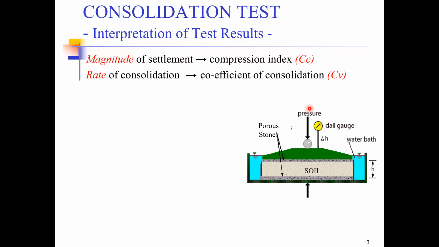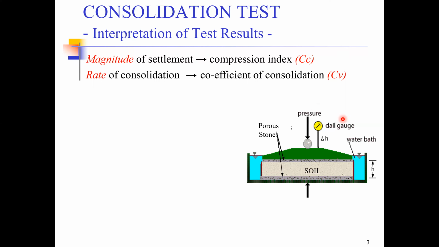Okay, so we took three observations: the pressure reading, the dial gauge reading, and the time reading. Now, what can we do to find out Cc and Cv? If our main objective is to find the compression index and the coefficient of consolidation, what can we do to determine these two things? Our next discussion is based only on these two. In today's class, we will see how Cv can be determined, and in the next classes, we will see how Cc can be determined.